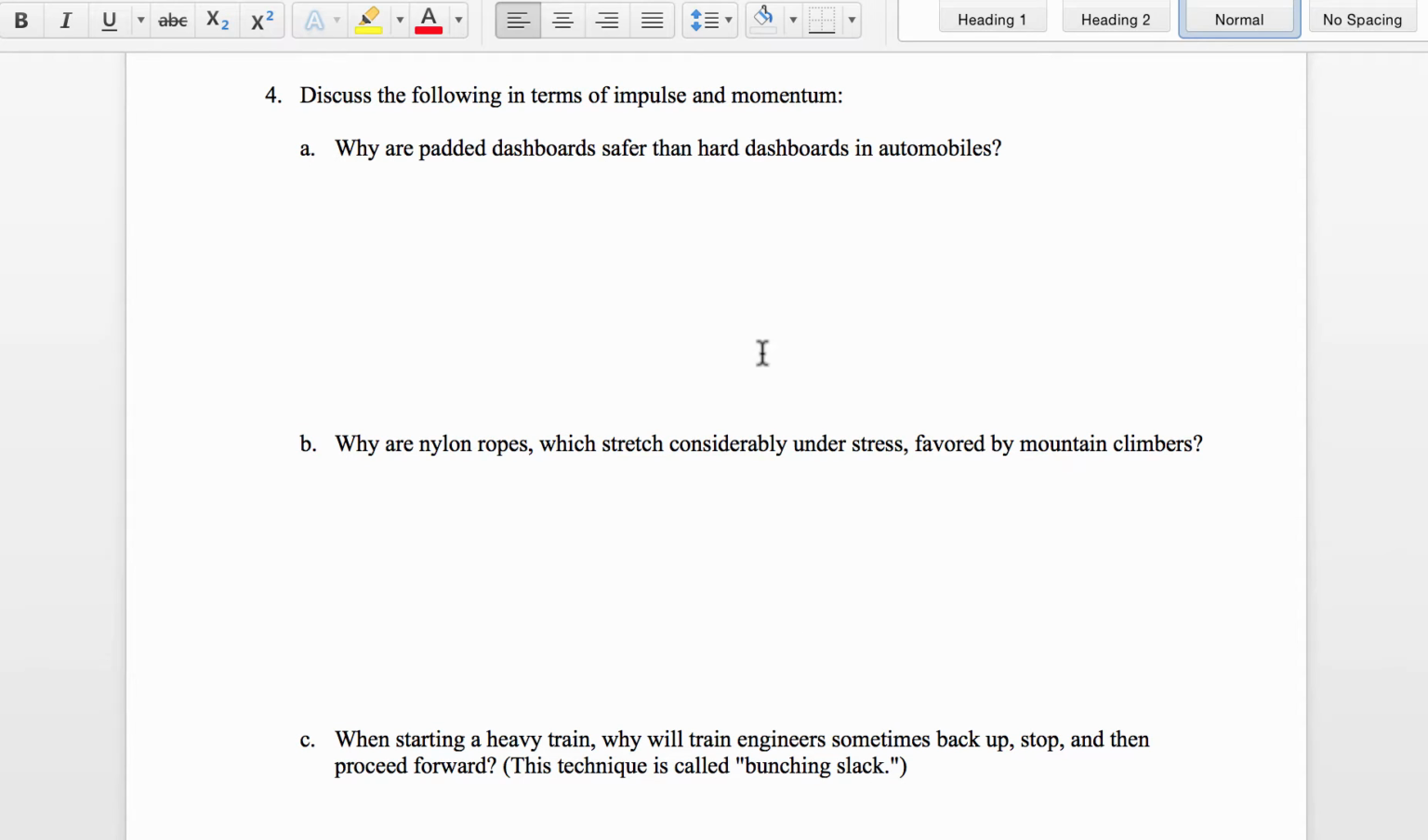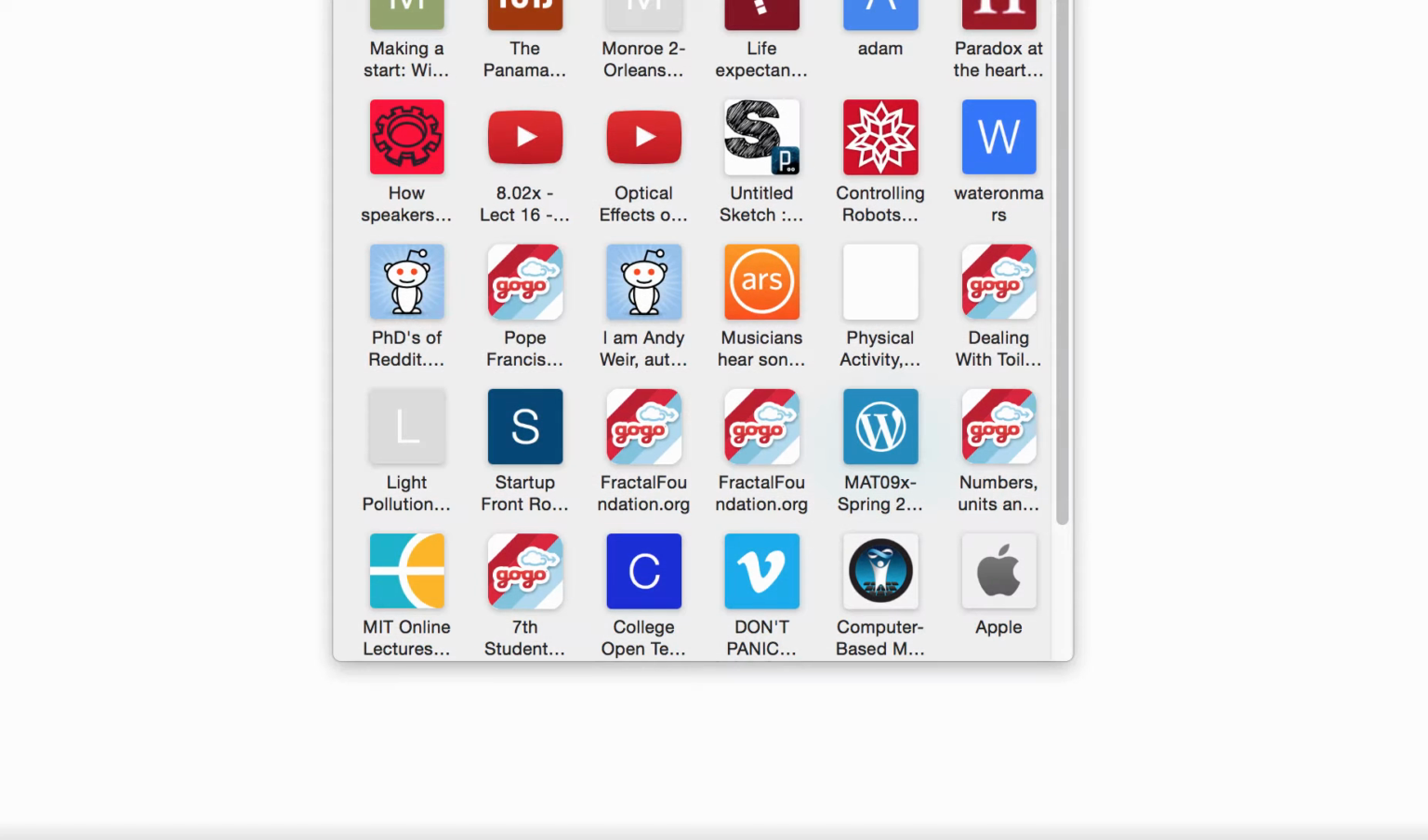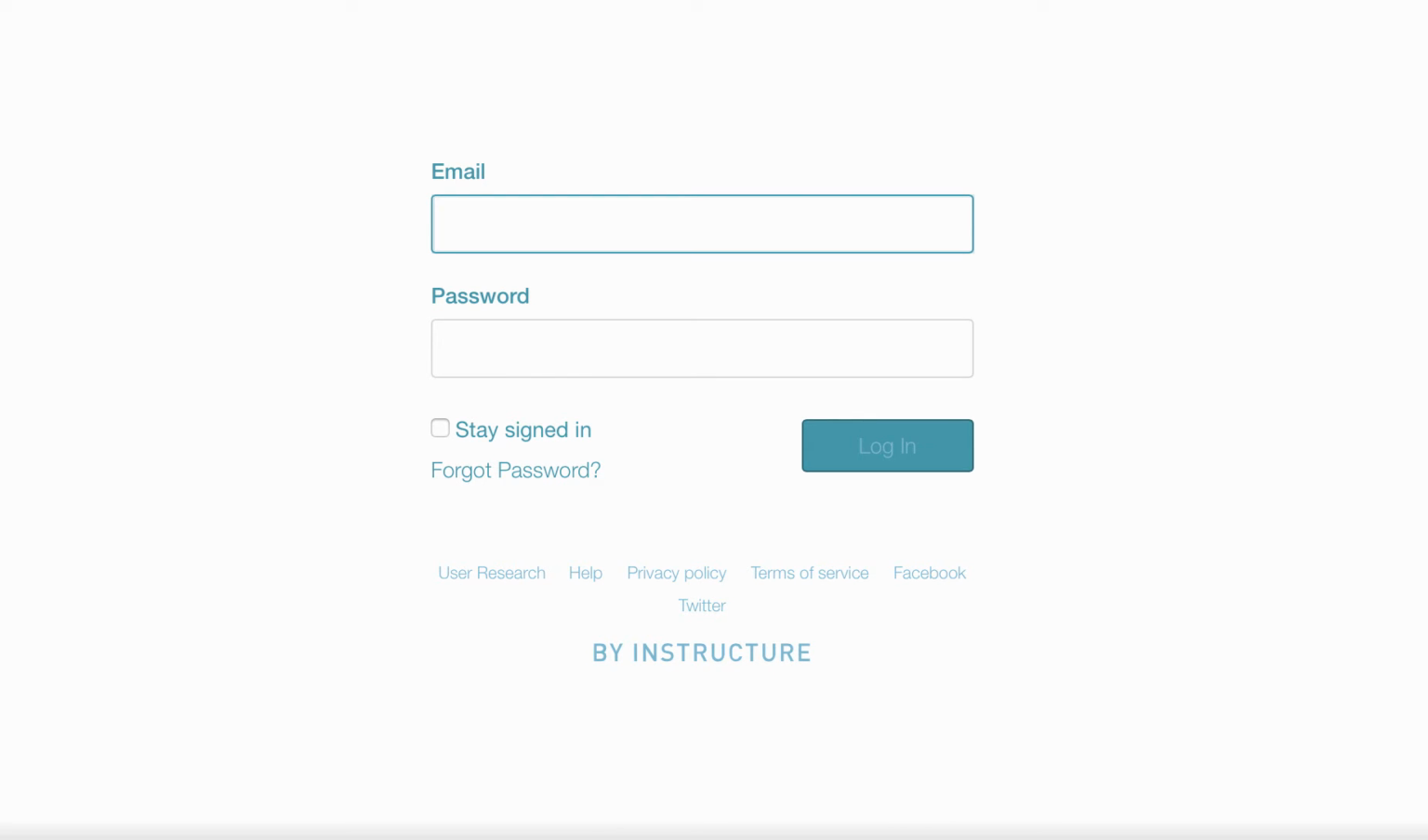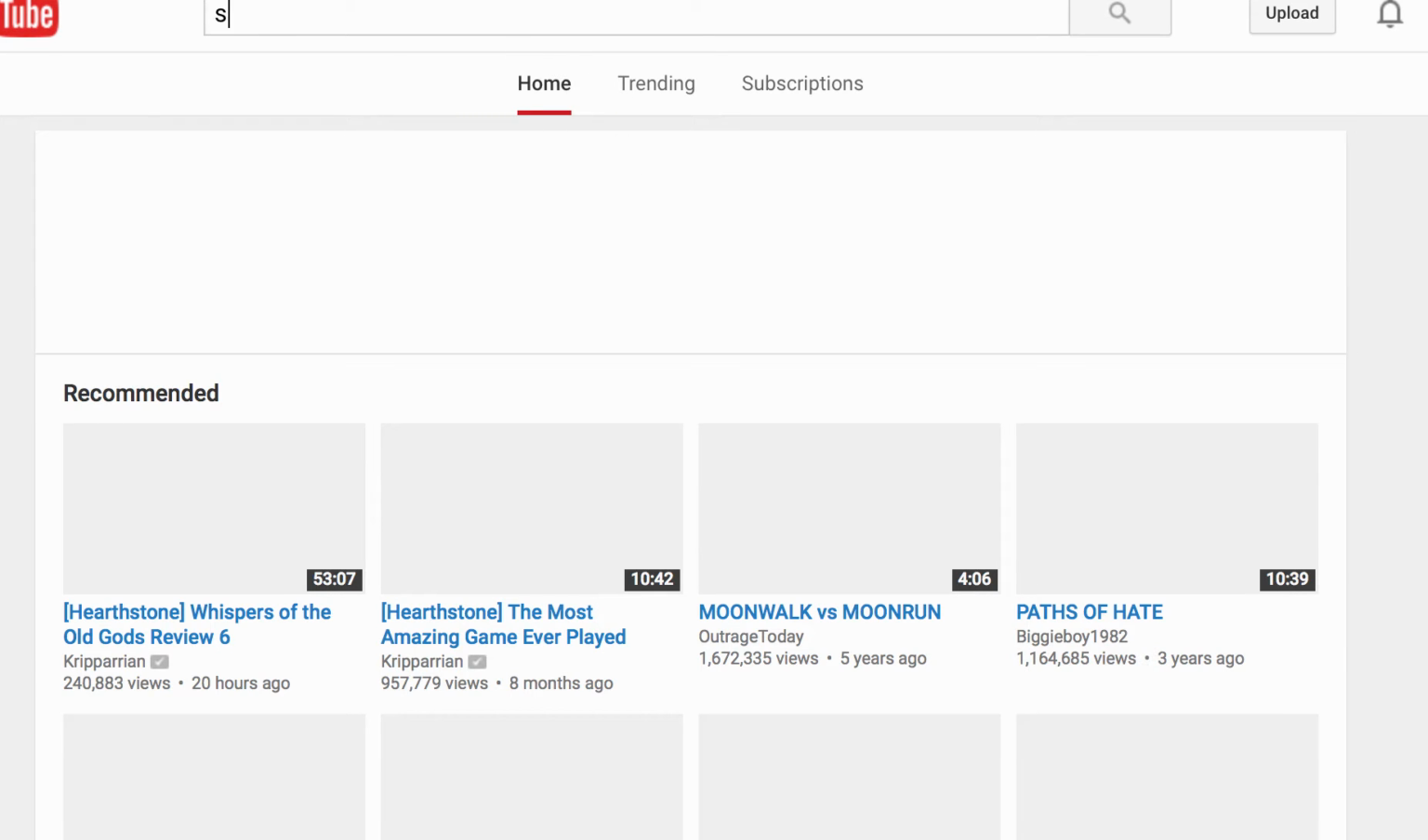Why are padded dashboards safer than hard dashboards in automobiles? Okay, all of these, except for part C, are the same idea. Okay, I'm going to bring up video. Slow motion collision of hard things.